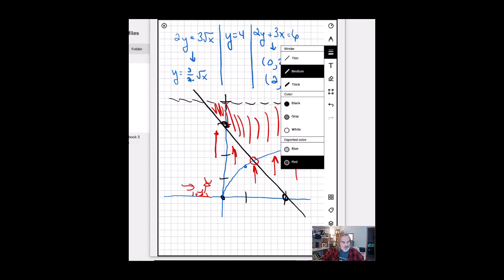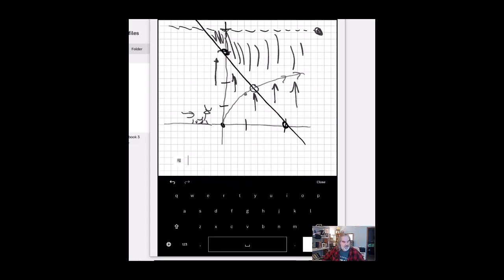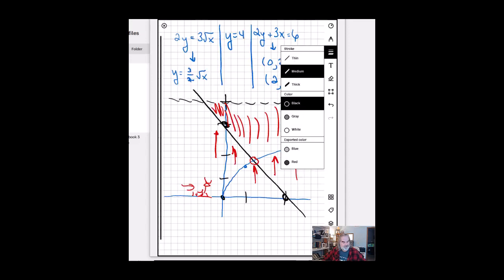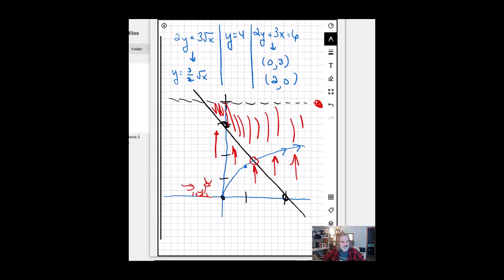Make sure I'm not overloading with red. Dang it. There we go. Go away.